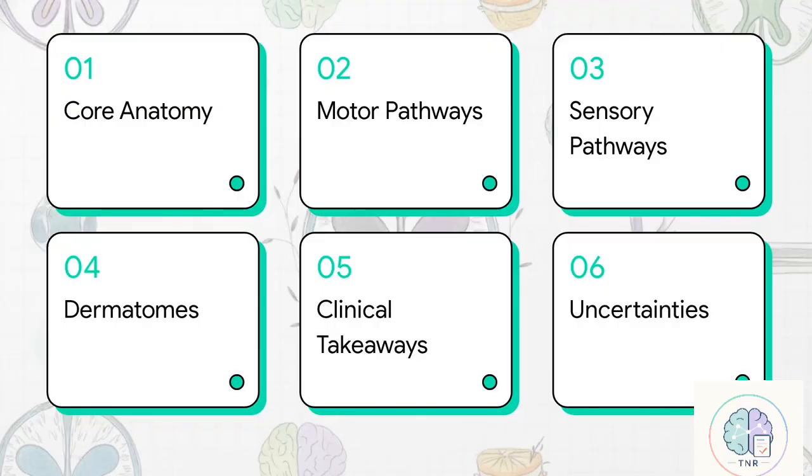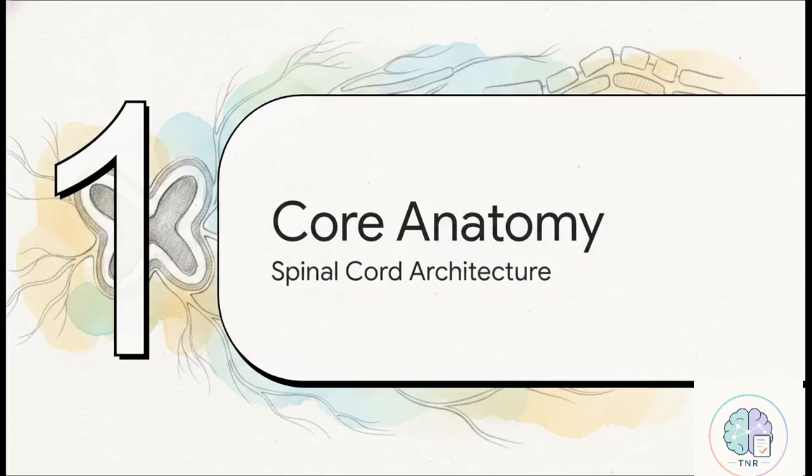Now, to avoid complete cognitive overload, we'll break this down sequentially. We're going to start with the macro cross-section, trace the descending motor and ascending sensory pathways, apply those to dermatomes, distill our clinical takeaways, and finally look at the fascinating limitations of our current anatomical knowledge. Right, Section 1. Let's anchor ourselves spatially with the core architecture of the spinal cord.